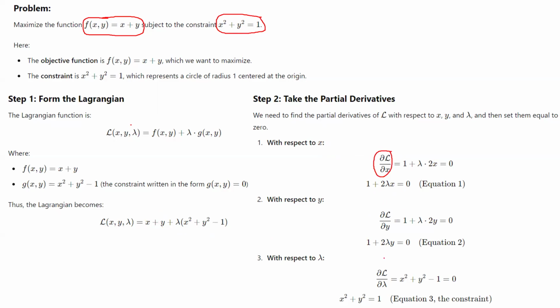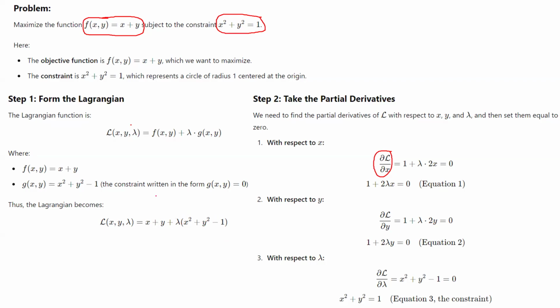Taking the derivative with respect to y, x would be constant, so the derivative of y is 1, lambda x squared will be constant, minus 1 is constant, so only the remaining part is y squared. That becomes 1 plus lambda into 2y is equal to 0.